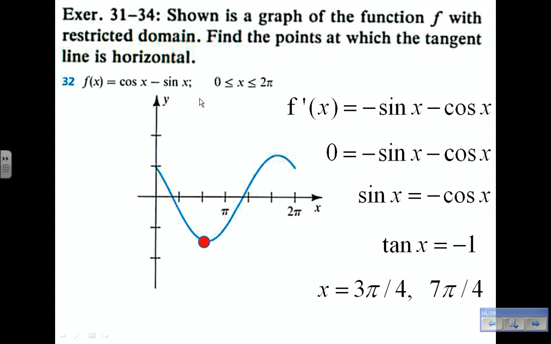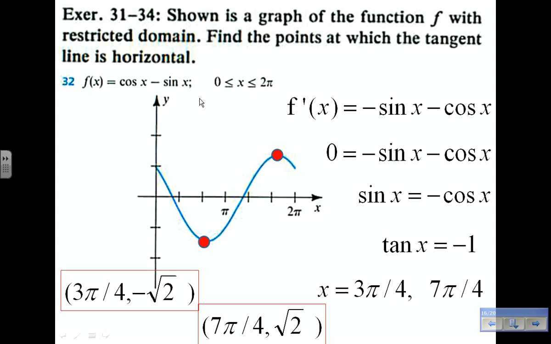What's the cosine of 3 pi over 4? -√2/2. What's the sine of 3 pi over 4? So you have -√2/2 minus √2/2, which turns out to be what? -√2, isn't it? Yeah. -√2. What about 7 pi over 4? What do you think that was going to be? Positive √2. And those are your answers.